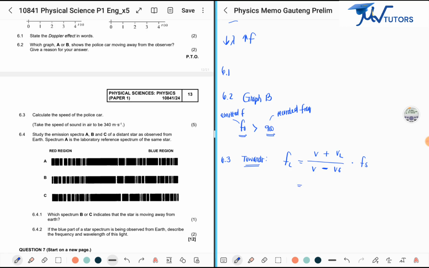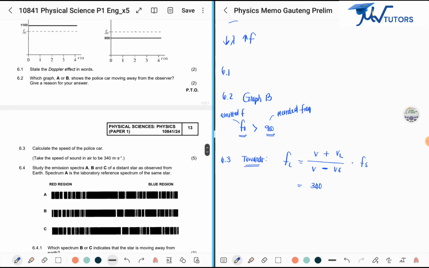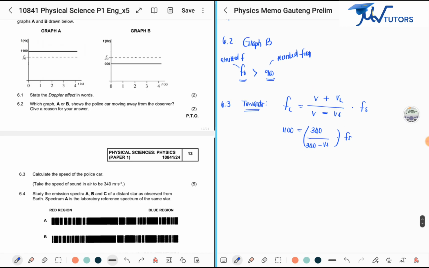So what do we have? We have 340 plus, because this observer is standing, it means that the velocity is 0, so I'm not going to write that 0. But in the denominator, we have 340 minus the speed of the source, which is the speed of the police car, and that's what we're looking for. And we're going to multiply it by the frequency of the source. We actually don't know that either. But we do have the frequency of the listener, so that's 1100.